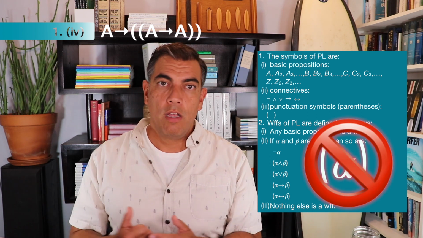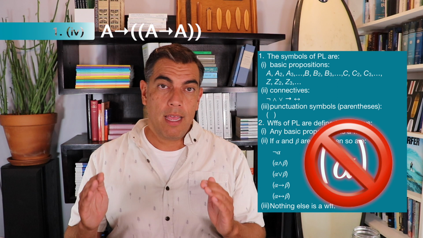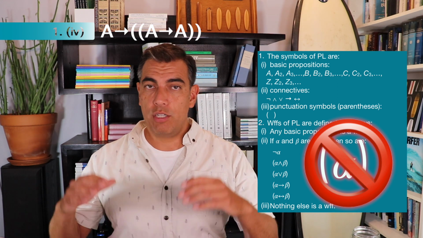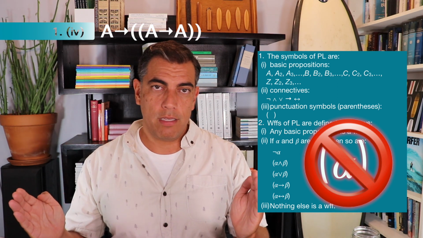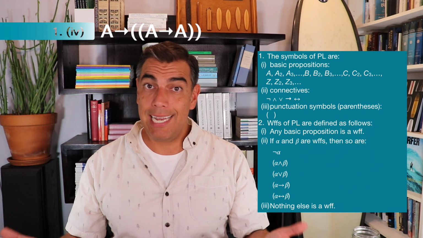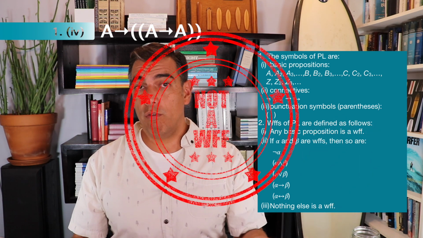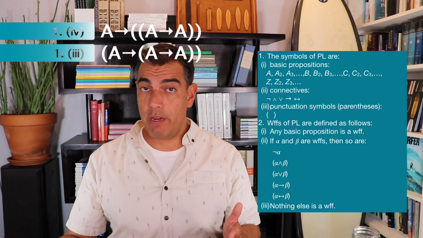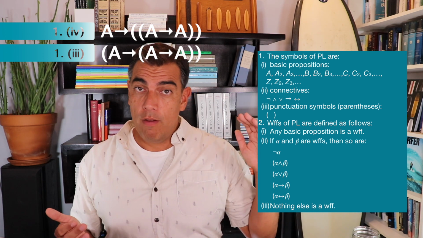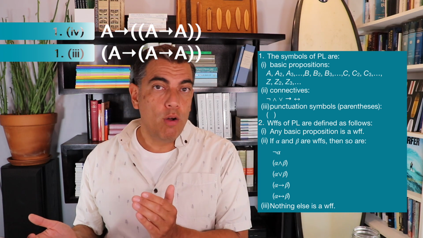I look at this list of rules and I see that I can't take a well-formed formula and just throw it inside a set of parentheses and now I have a new well-formed formula. That doesn't count. So this is not a well-formed formula. And notice the difference between 3 and 4 is just that beginning parentheses being moved over a little bit.